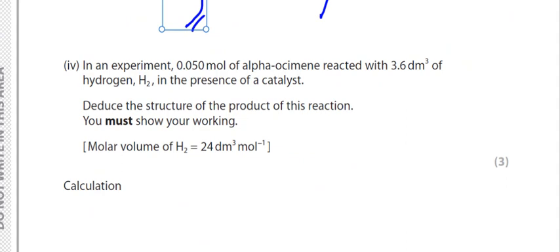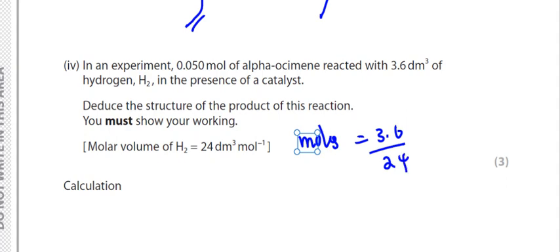In an experiment, 0.05 moles of alpha-ocimene reacted with 3.6 decimeter cube of hydrogen in the presence of a catalyst. Deduce the structure of the product of this reaction. You must show your working. Let's first of all see how many moles of hydrogen it reacted with. You can find the moles: volume over molar volume at room temperature. Molar volume is given as 24 decimeter cube per mole. So 3.6 divided by 24, you get the answer as 0.15 moles of hydrogen.